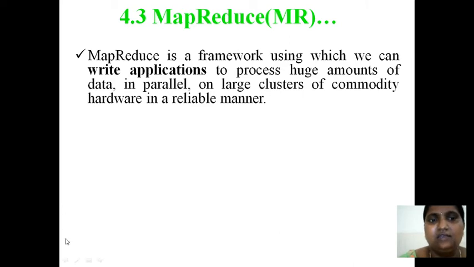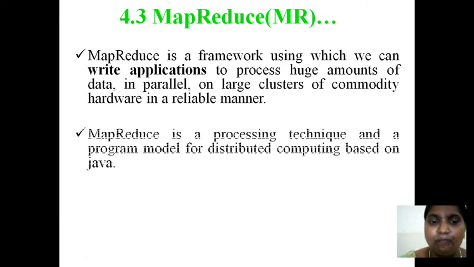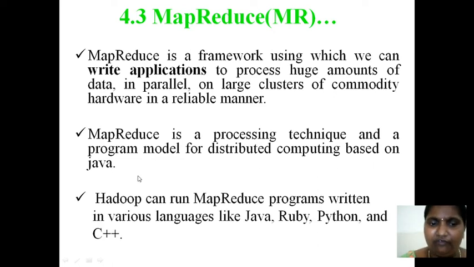MapReduce is a framework using which we can write applications to process huge amounts of data in parallel on large clusters of commodity hardware. We have been getting this from the beginning. It is a processing technique and a programming model for distributed computing based on Java. We know about this. Hadoop can run programs written in languages like Java, Ruby, Python, and C++.